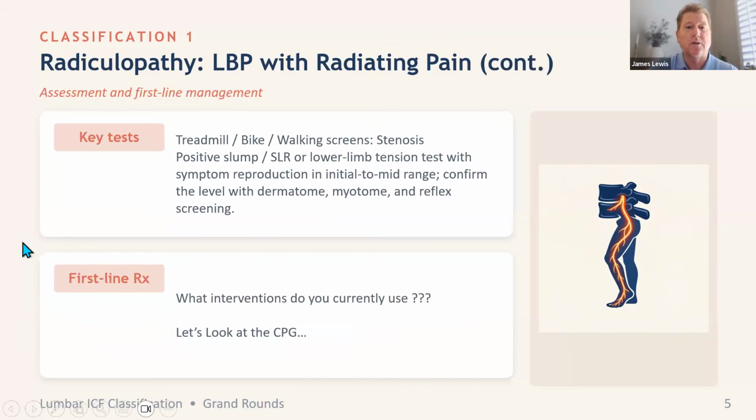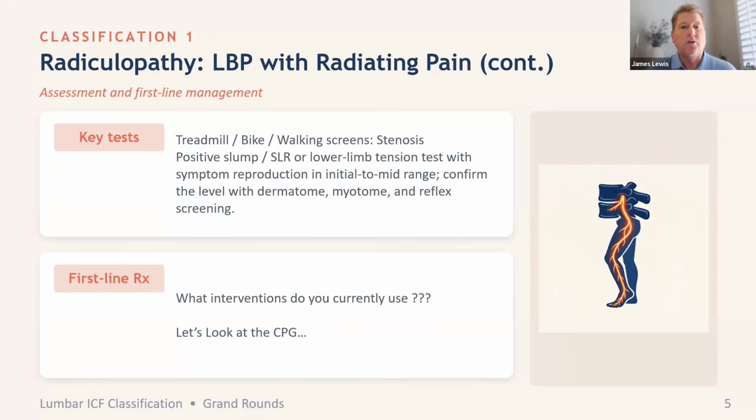and then some tests that we can use for those stenosis people. You might see a treadmill test or a bike test, what we call maybe the walking screens. If you're not familiar with them, you can do a little bit of research on your own, but real quickly, if we're thinking stenosis, a treadmill test would be somebody standing upright. They walk, they get the symptoms. You would then have them flex forward on the treadmill using their arms to support themselves, continue walking and see if the symptoms improve. That would be more for the stenotic involvement.